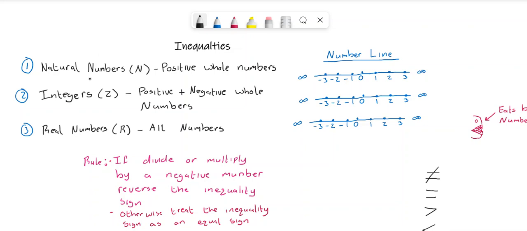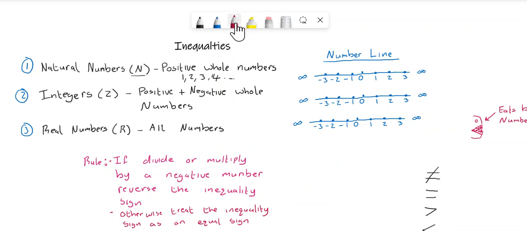Natural numbers are what are known as the counting numbers. So if we take, for example, the numbers 1, 2, 3, 4, and so on, all the way right up to infinity. These are positive whole numbers, and they're what are known as the natural numbers, and they're represented by the letter N. So in mathematical questions, you'll see natural numbers referred to using the abbreviation N.